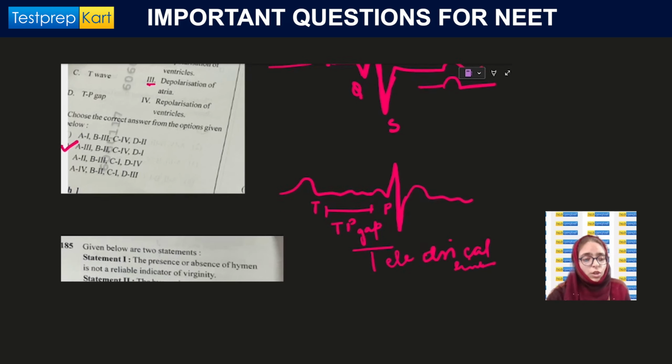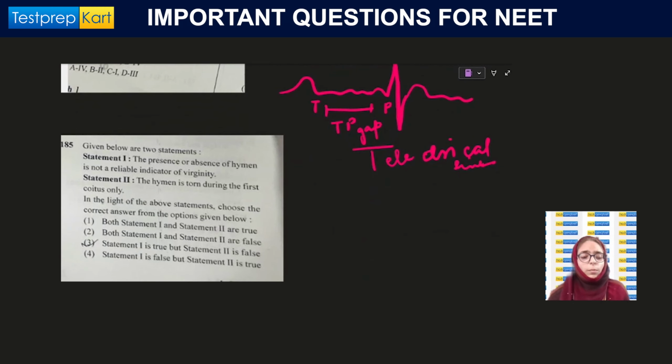Now moving to question number second, which is: given below are two statements. We have two statements and we have to see which one is correct and which one is false. In the statement questions, we have to say which one is making sense with statement 1 and 2.